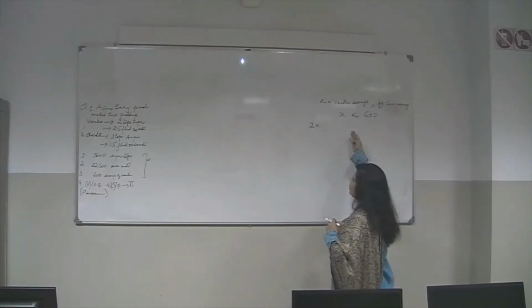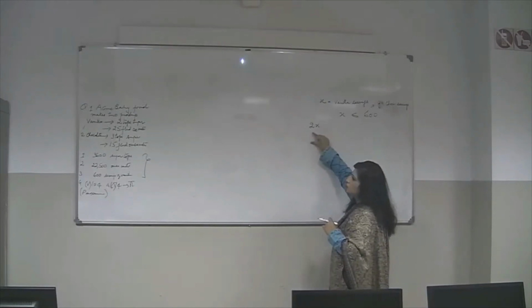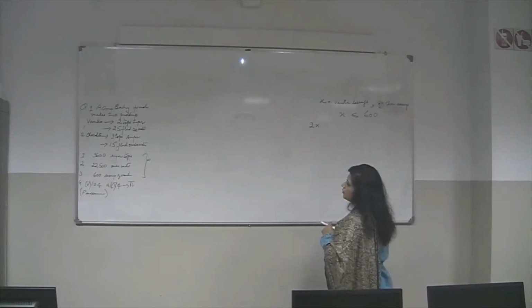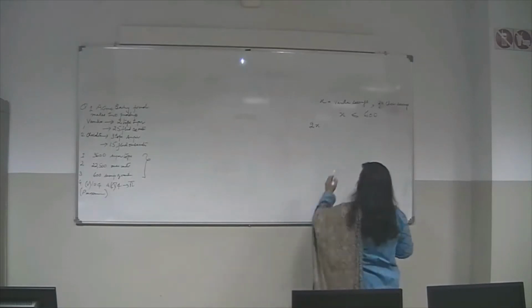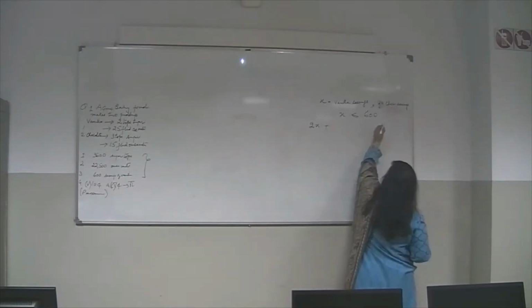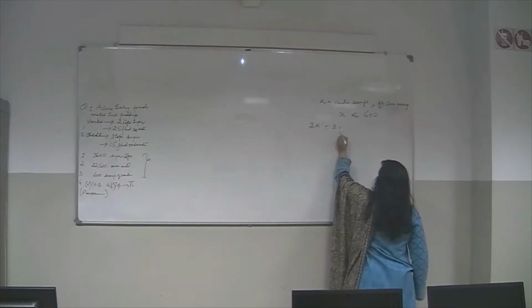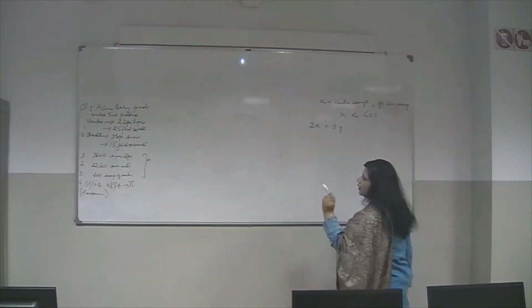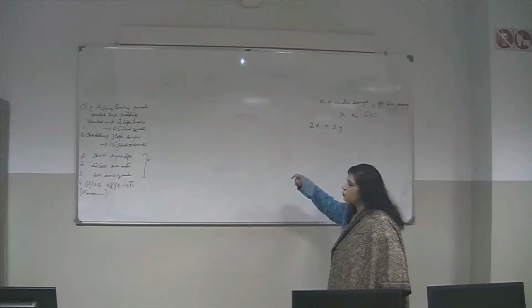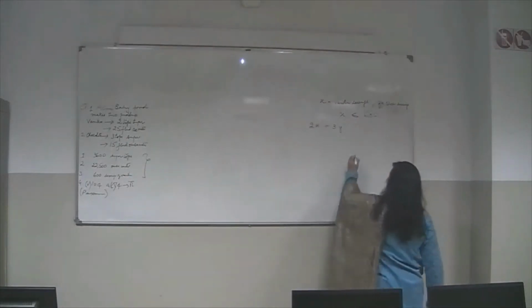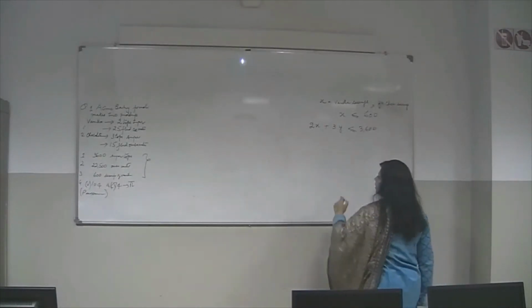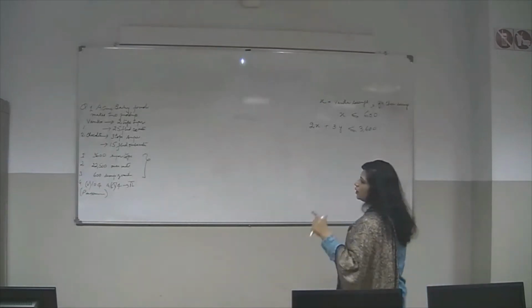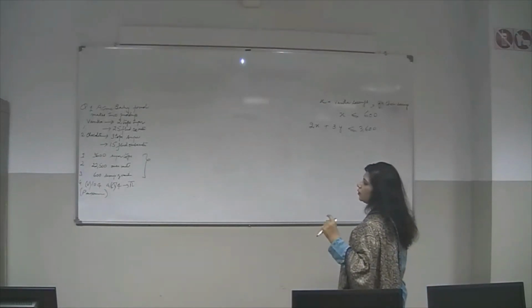So for vanilla pudding we require 2 teaspoons of sugar, and similarly we have 3 teaspoons of sugar for chocolate. 3 teaspoons, like I said, this Y is for chocolate servings, so 3 of Y in this case. And now it states that the sugar teaspoons that she can use is not more than 3,600 teaspoons.